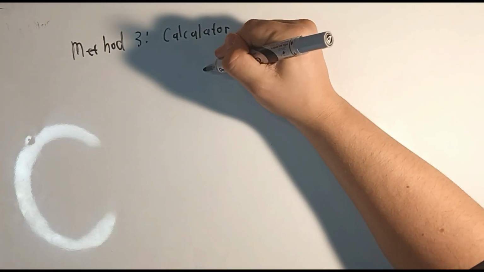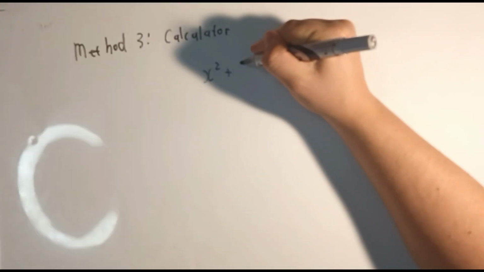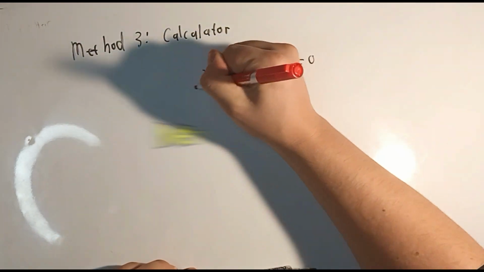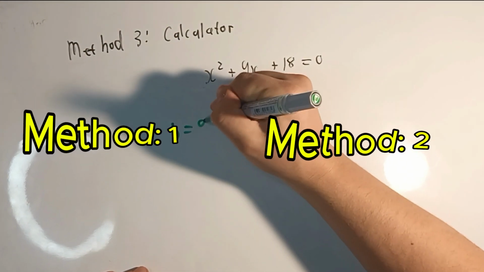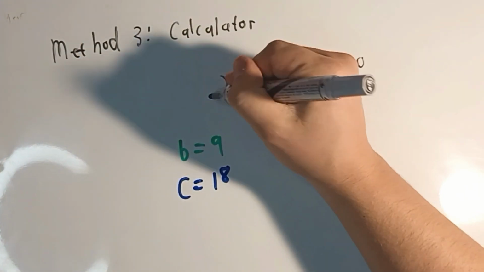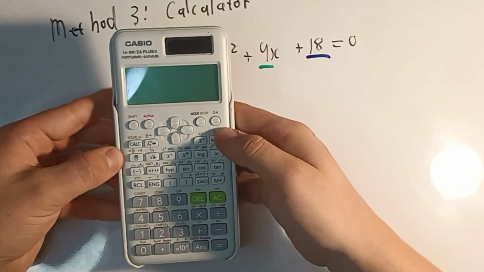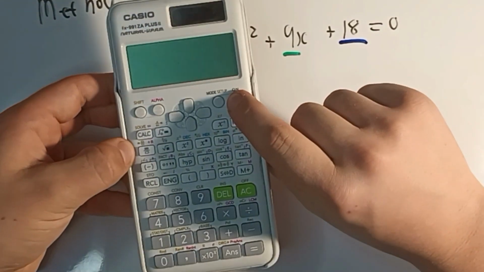The next method is the calculator method. Now, wait, before you laugh or click off, just have a listen. Just like in the previous two methods, we need to find a, b, and c. You already know this, so I'm going to just fast forward. Most calculators have a built-in equation solver, so let's show you how to use this.